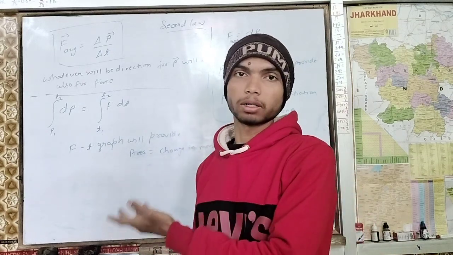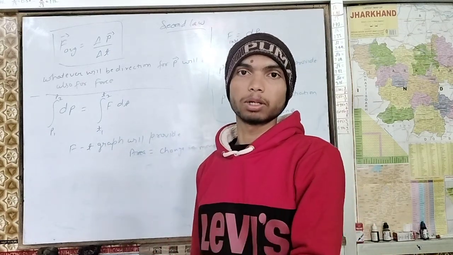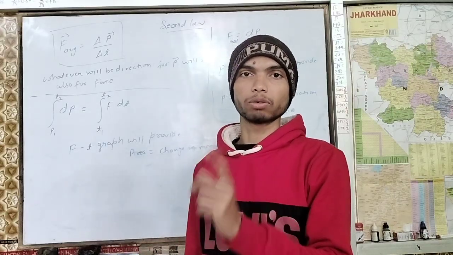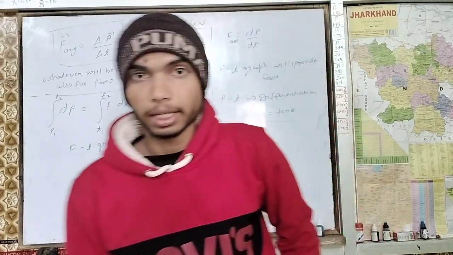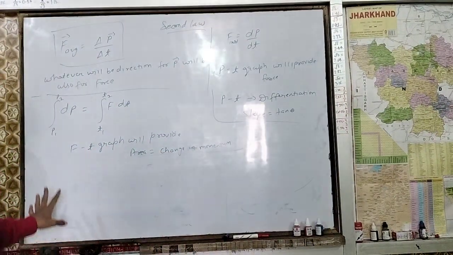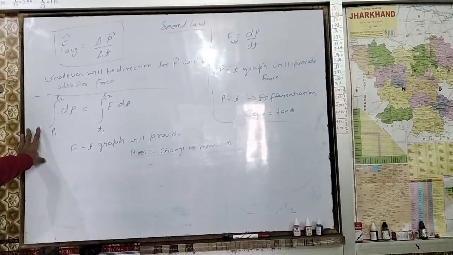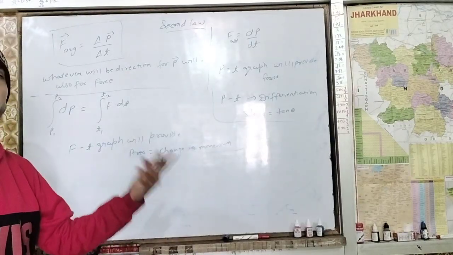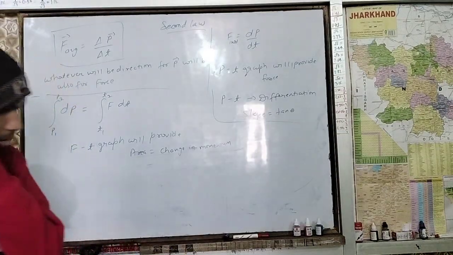For total change in momentum, it will be equal to the integration of F dt. Clear? Limits will be compulsory for this. Limits will tell us from where to till where.